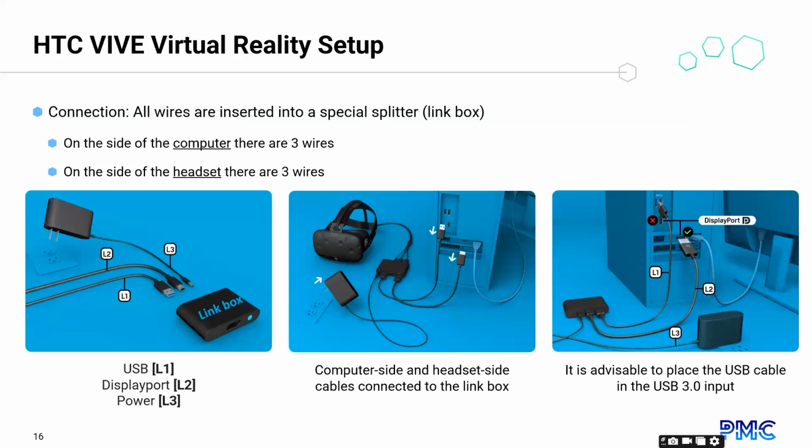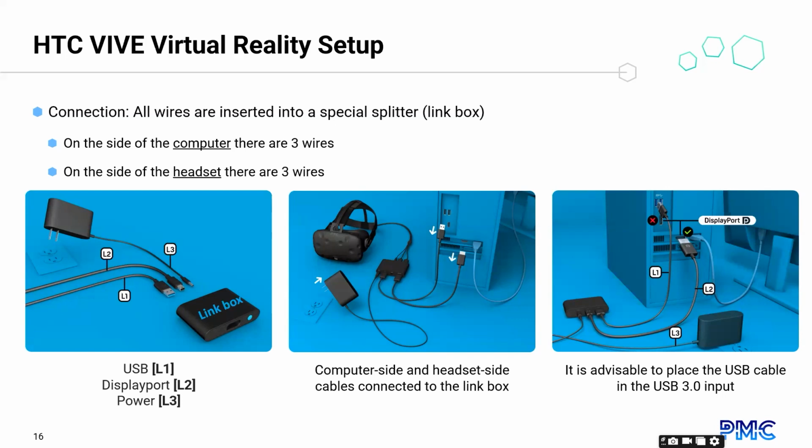So here I show you how the link box is connected to the headset and the computer. It's quite simple. The link box is used to connect the headset to the computer. We have 3 cables connected to the link box on the computer side, and 3 cables connected to the link box for the headset side.